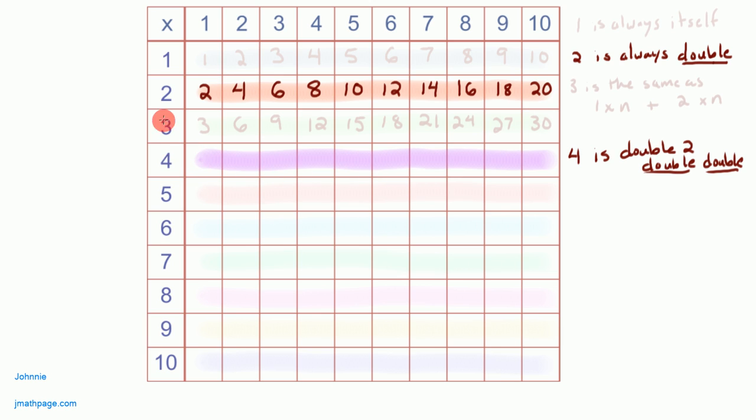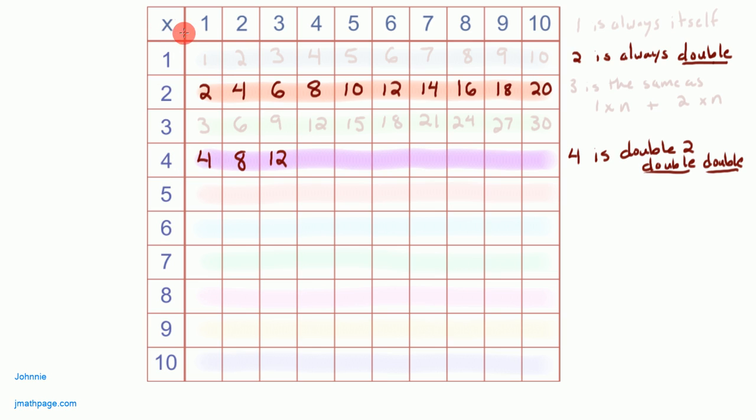If we say 4 times 1, it's the same as 2 times 1, twice as many, right? Because 4 is double 2. So 4 times 1 will be double 2. Double 2 is 2 plus 2, which is 4. That makes sense, doesn't it? Let's keep going. 4 times 2 will be double 2 times 2. Double 4 gives us 8. 4 plus 4 is 8. 4 times 3 will be double 6. Double 6 will be 6 plus 6 is 12.